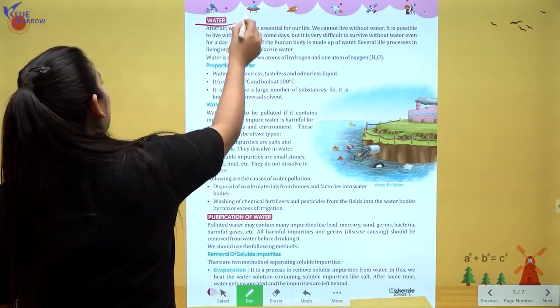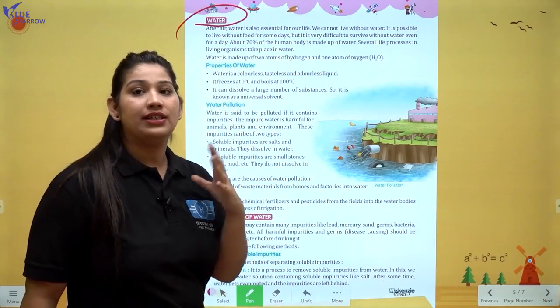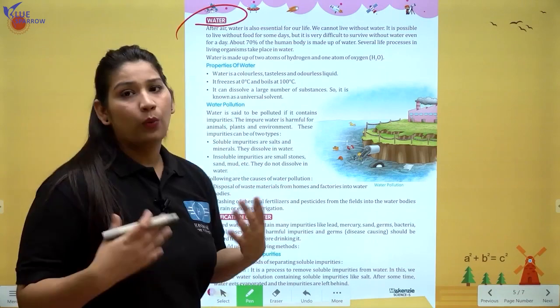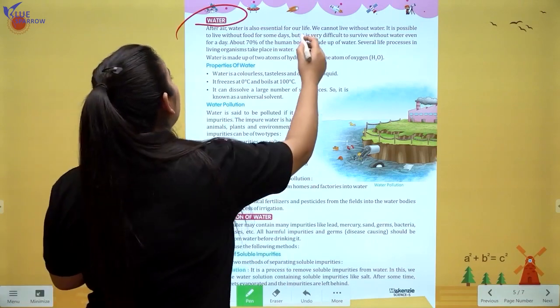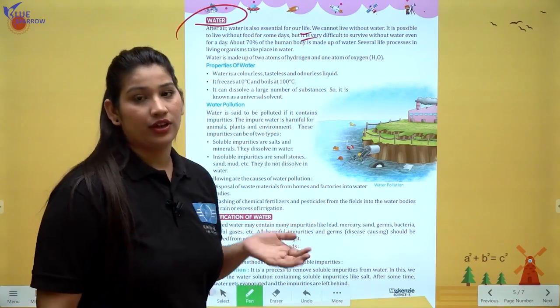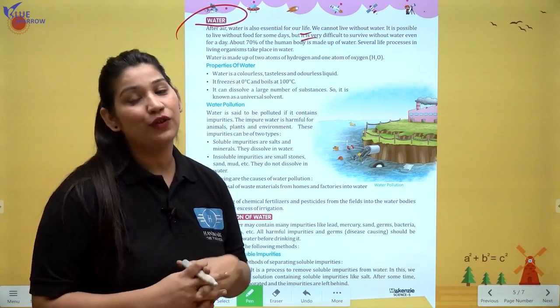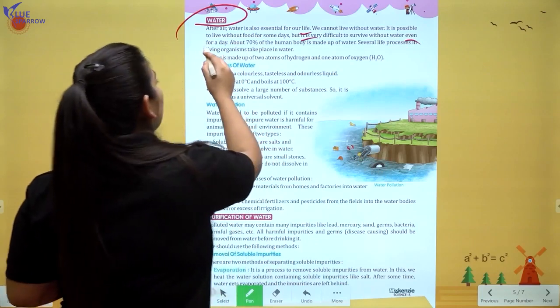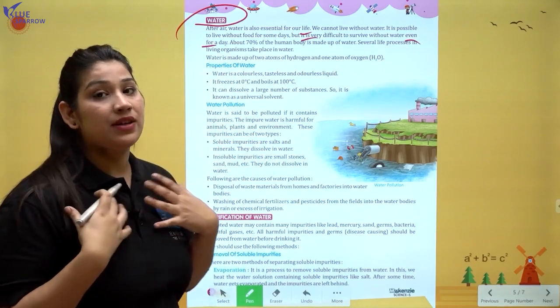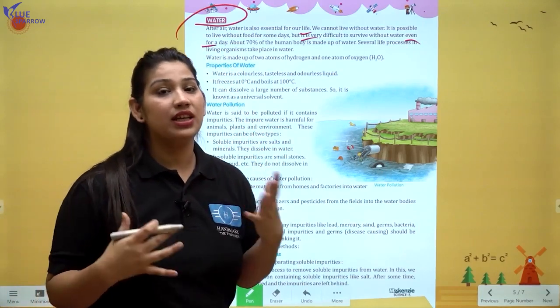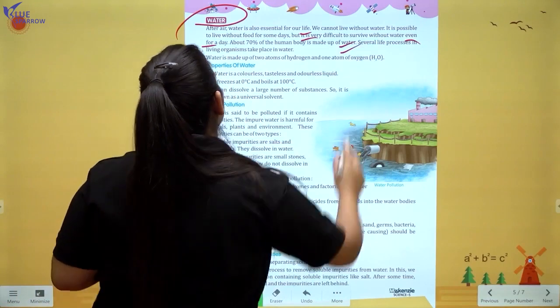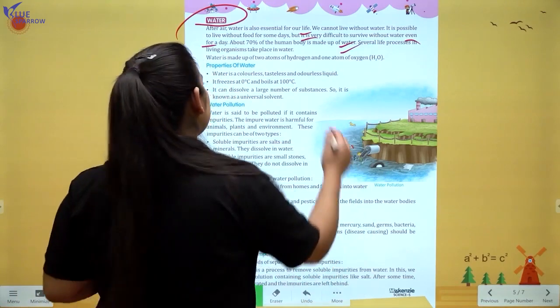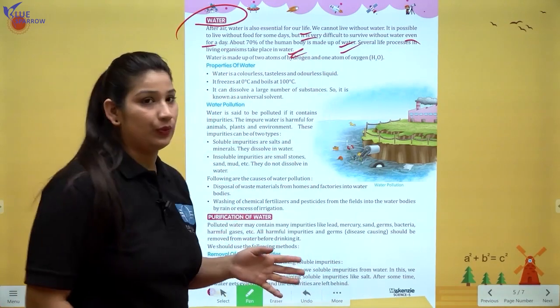Let's go forward and understand the other important element, that is water. Water is essential for our life. We cannot live without water. It is possible to live without food for a few days, but we cannot live without water even a day. About 70% of a human body is made up of water. Several organisms take life in water only.